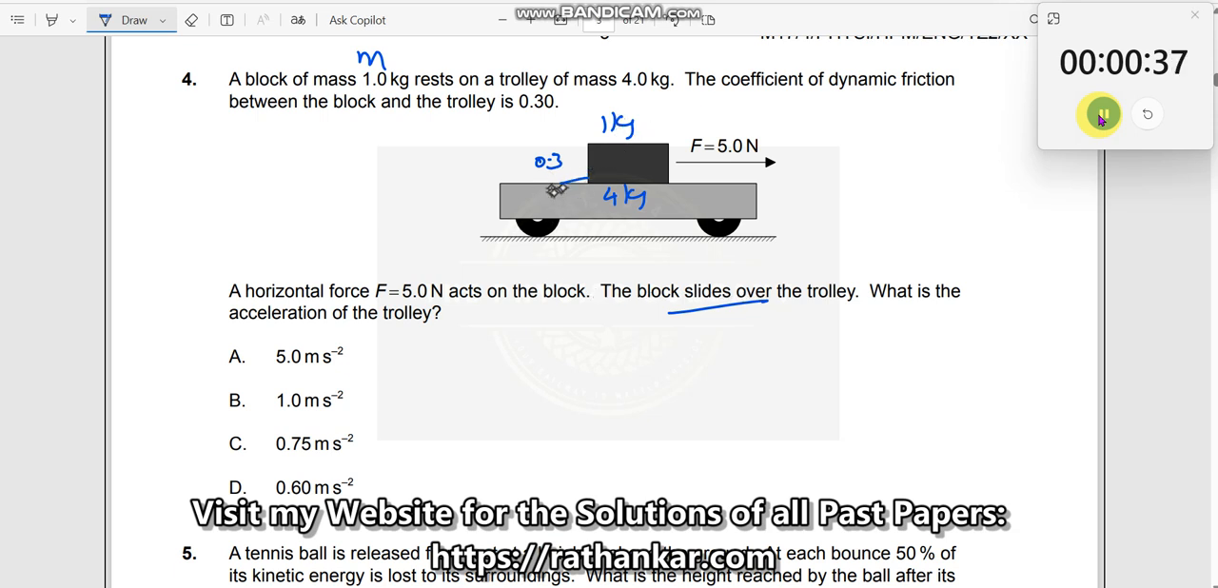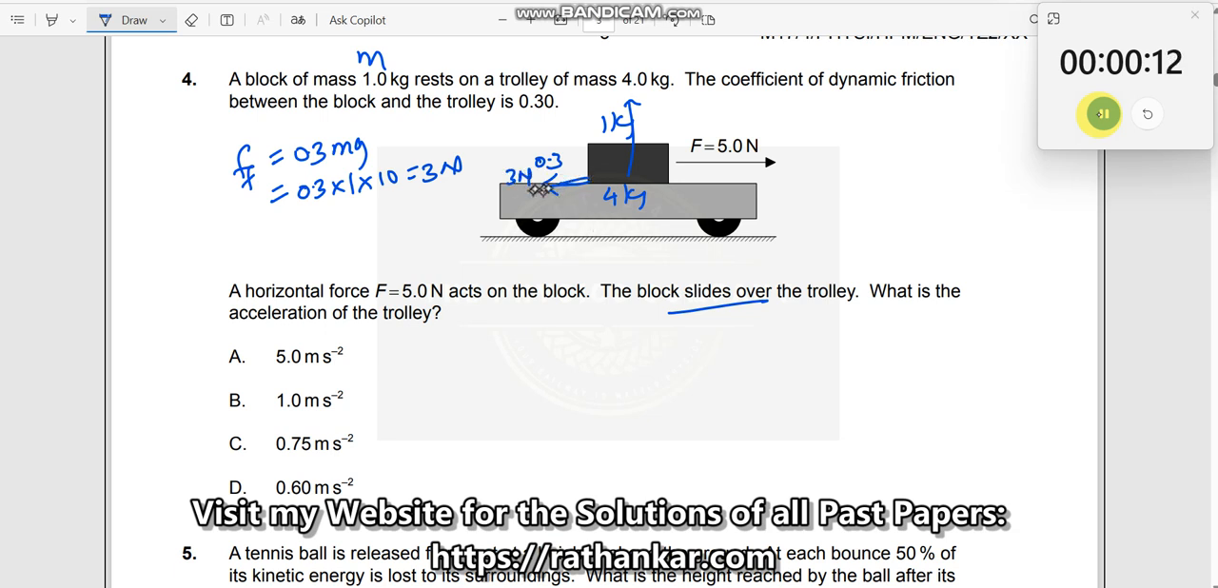If this is 1 kg here, the frictional force here should be equal to 0.3 times mg, because this is your normal force. We have 0.3 into mg. It should be your frictional force. It should be 0.3 into 1 into 10, which should be equal to 3 Newton. So definitely the applied force is larger than friction, so it goes. So the frictional force on this one is seen to be 3 Newton.